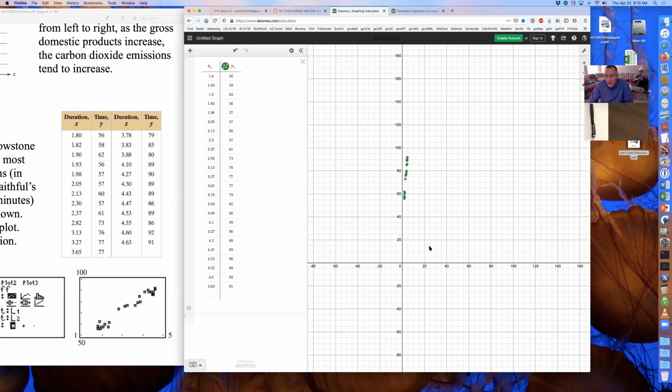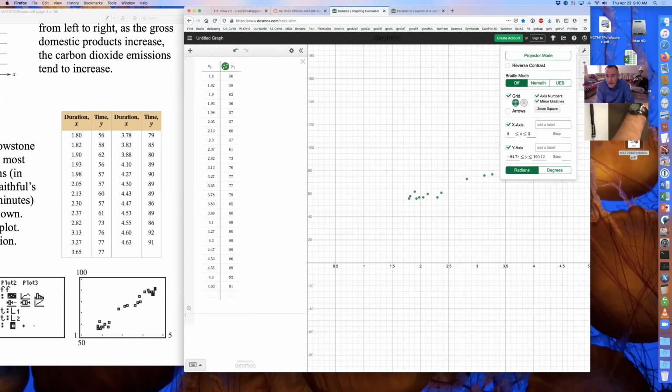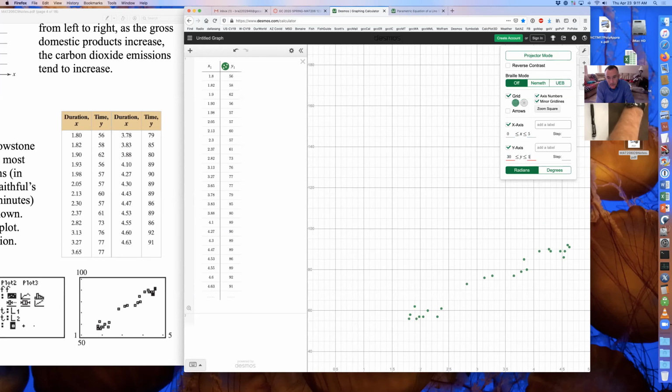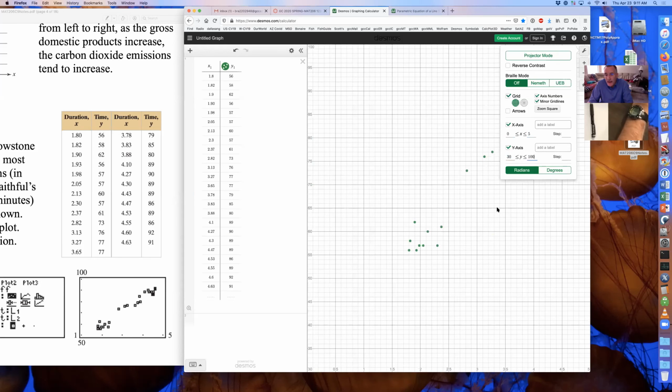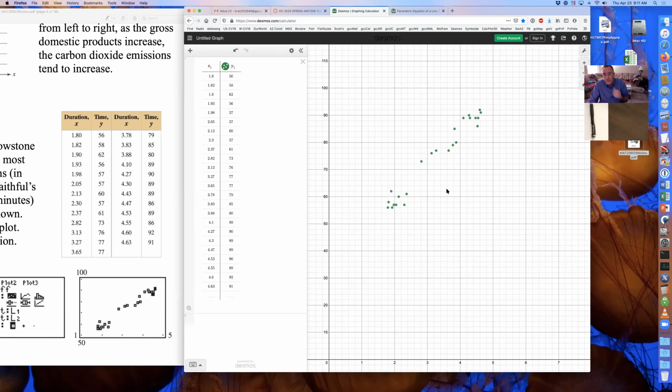But then my X's and Y's are different sizes. So I like scrolling, I like making my scale on my axes different. So I'm going to say the X's go between 0 minutes and 5 minutes. And I'm going to say the Y's go between 30 minutes and 100 minutes, maybe something like that. And then I've got sort of all the data.